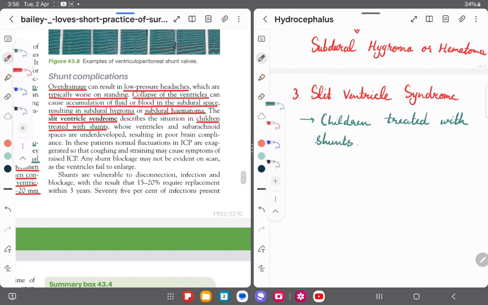In these patients, normal fluctuations in the intracranial pressure are exaggerated, so that coughing and straining may cause symptoms of raised ICP. Any shunt blockage may not be evident on scan as the ventricles fail to enlarge. Shunts are vulnerable to disconnection, infection and blockage, with the result that 15 to 20% require replacement within 3 years.